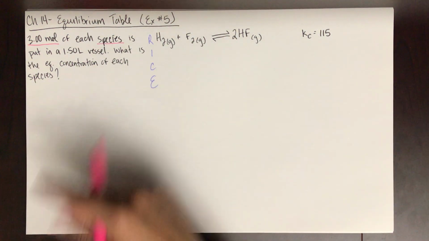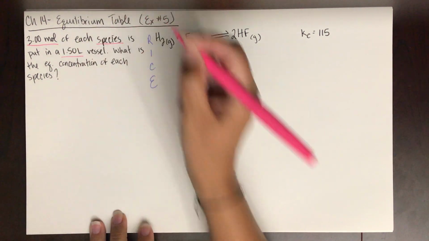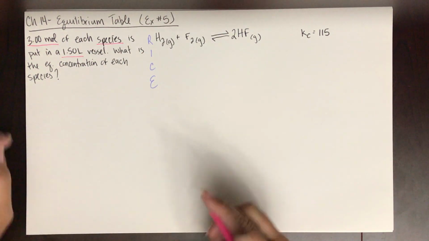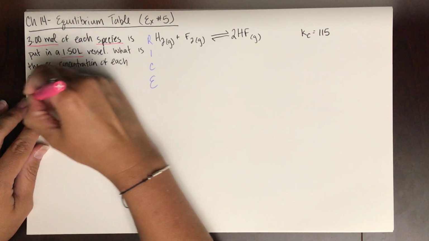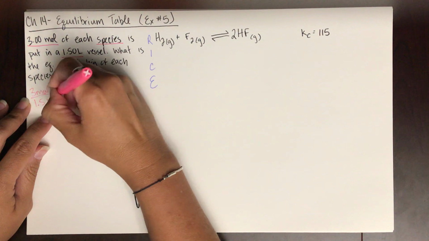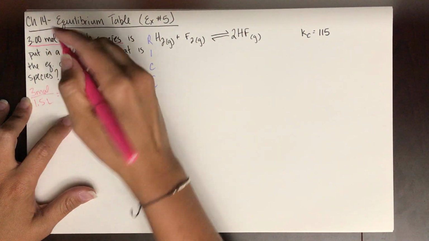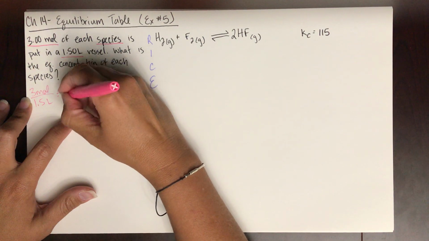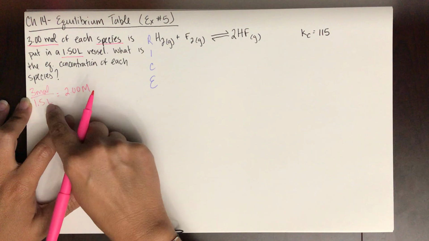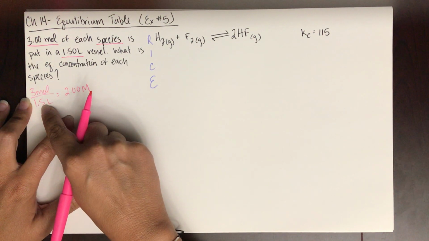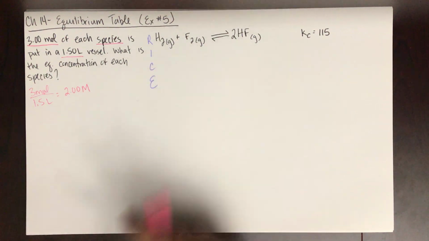Also, remember everything that goes in the equilibrium table is a concentration. So this is 3.00 moles in a 1.50 liter container, which gives us a molarity with the correct significant figures of 2.00 molar. So that's what's going to go in my initial column.